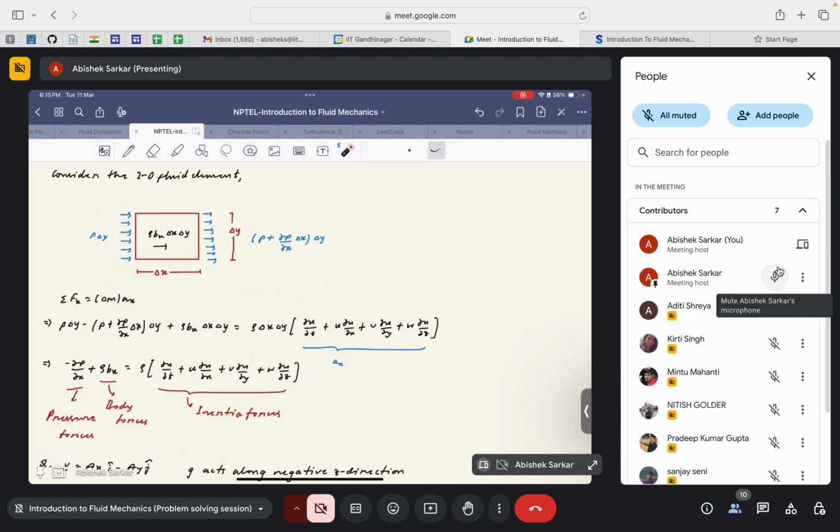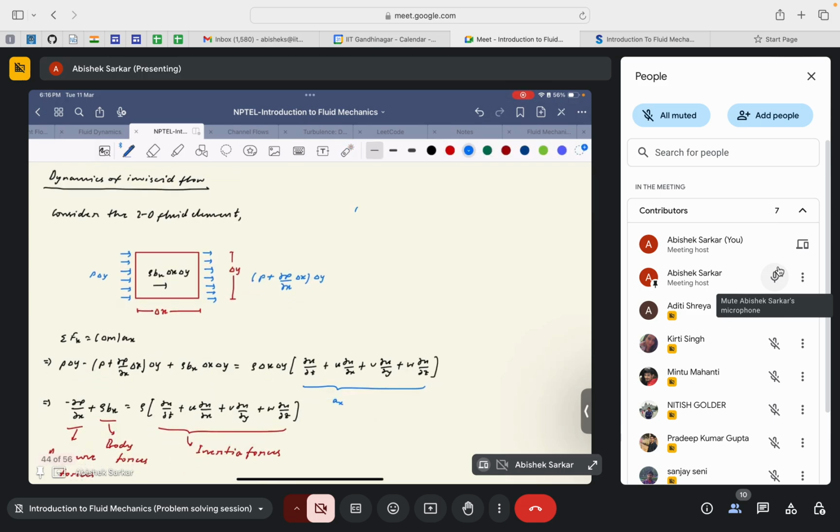We are starting with Euler's equation of fluid motion. I might have mentioned, and of course Professor Chakraborty might have also mentioned, that the governing equations for fluid motion in the case of inviscid flow are Euler's equations. Let me just write it. Euler's equations, and these are for inviscid flows.